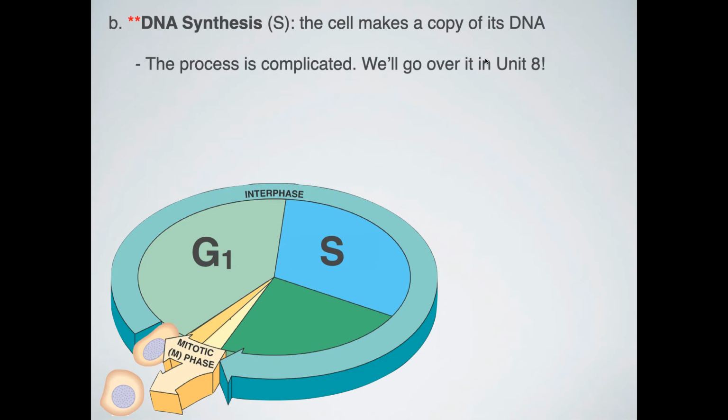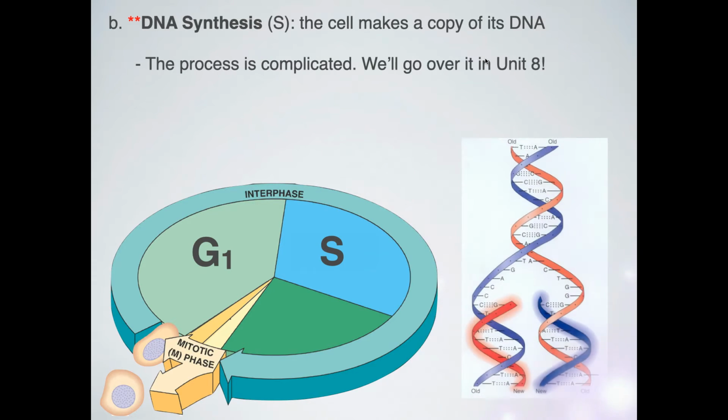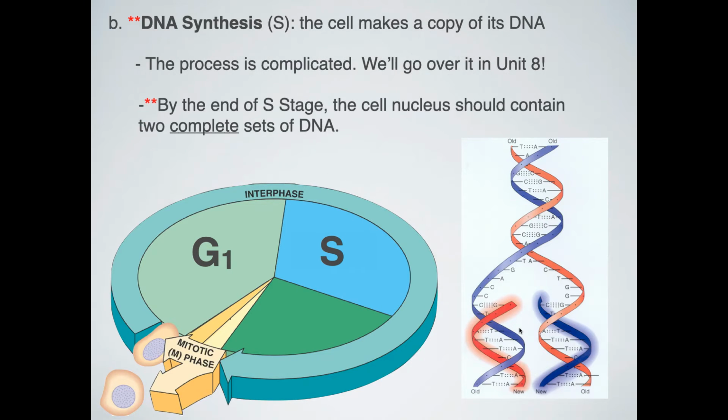That process is complicated, and we will go over it in Unit 8. So you don't need to know the details of it yet. But the idea is that you end up with 2 complete sets of genetic code by the time you're done. And you should have 2 complete sets of DNA if everything went according to plan at the end of S stage. Now, what's the next one?